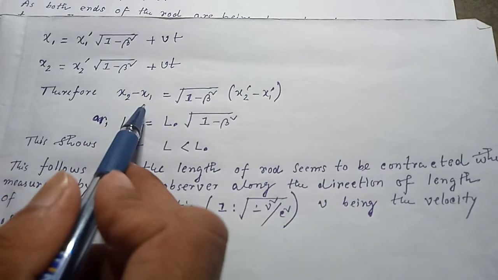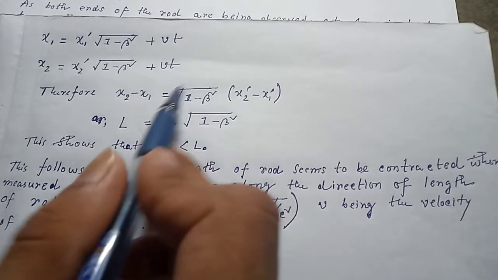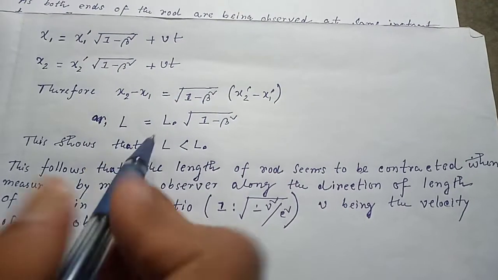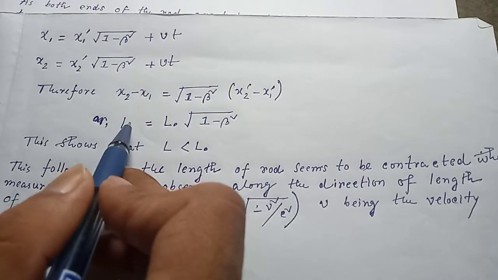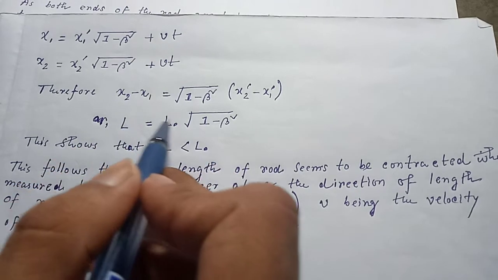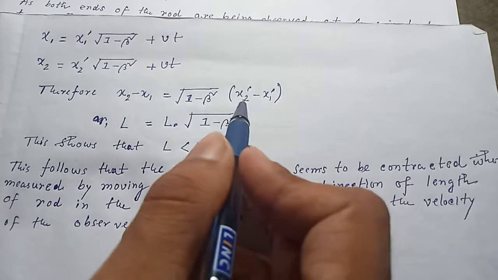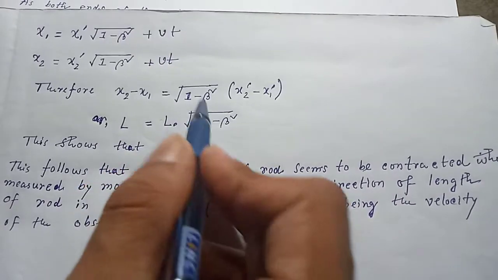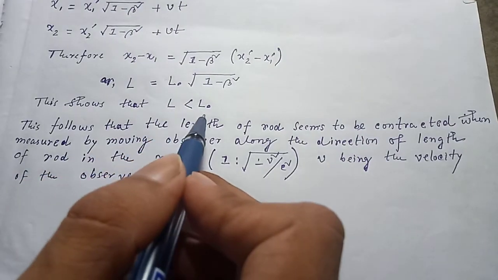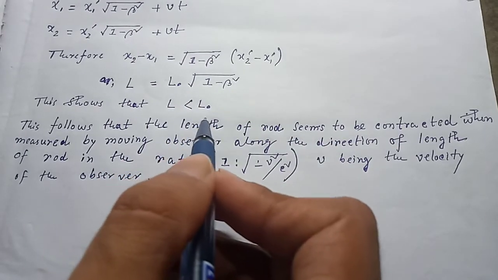Therefore, subtracting, x2 minus x1 equal to root over 1 minus beta square common out, times x2 prime minus x1 prime. And L means x2 minus x1 relative to the S frame, L, and L naught is x2 prime minus x1 prime, L naught, and root over 1 minus beta square. This shows that L is less than L naught. This equation shows that L is less than L naught.